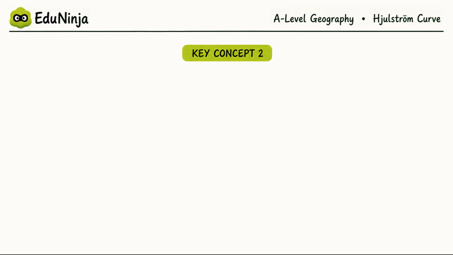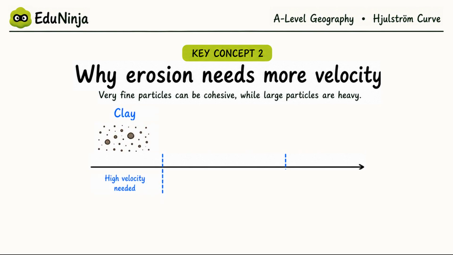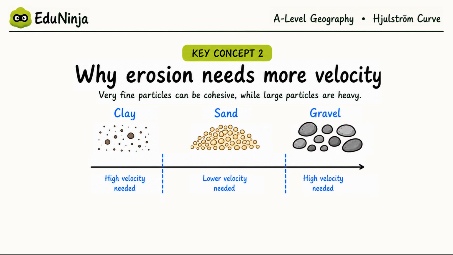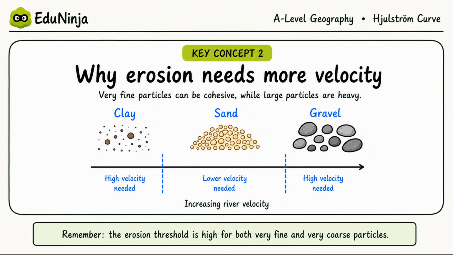Now focus on erosion. The erosion threshold is high at both ends of the particle size range, but for different reasons. Very fine clay particles can stick together because of cohesion, so the river needs extra energy to break them apart. Very large gravel particles are difficult to move because they are heavy. Sand is easier to erode, so its threshold is lower. This is why the erosion line dips in the middle and rises towards fine clay and coarse gravel.